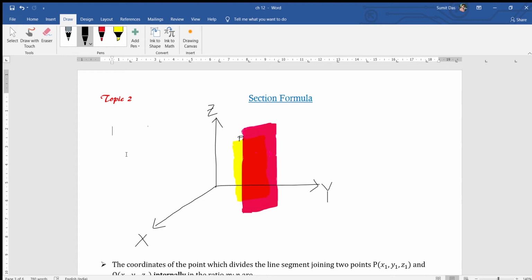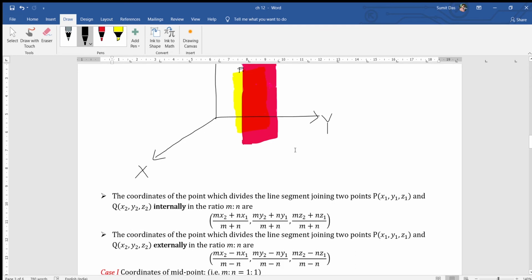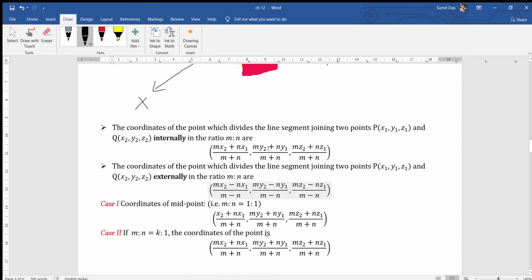This point here is lying on the line, right? But this point can lie outside the line also. When this point lies outside the line, it can divide the line segment externally. This is called external section. Okay, so when externally, the formula is very simple, only the same formula but with the minus sign.